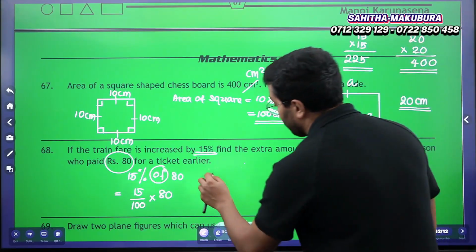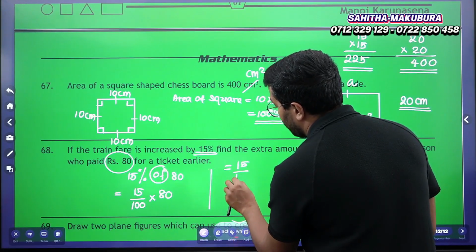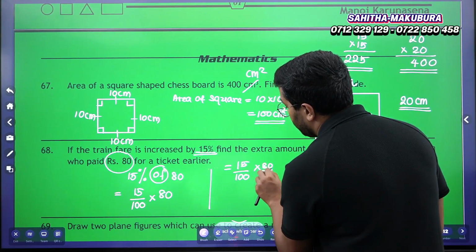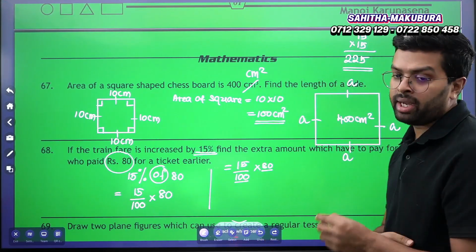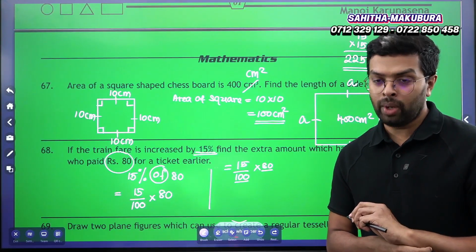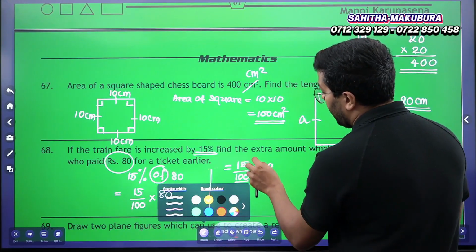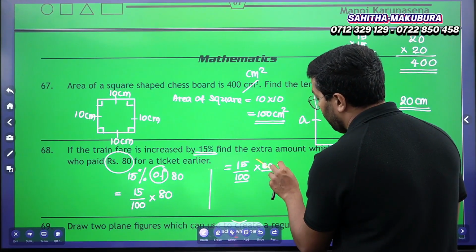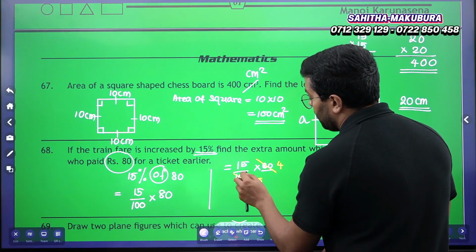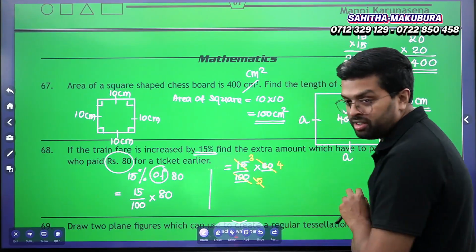So how to simplify this now? 15 over 100 into 80. Now both 80 and 100, the numerator and the denominator, are divisible by 20. Shall we divide both the numerator and the denominator by 20? 80 divided by 20 is 4. 100 divided by 20 is 5. 15 divided by 5 is 3. I hope you are clear on this.